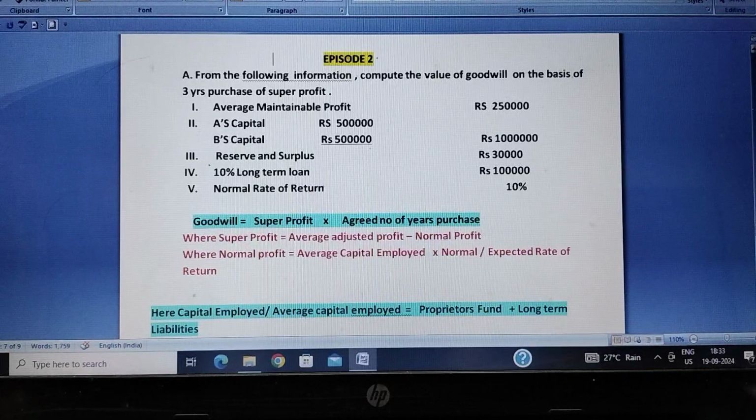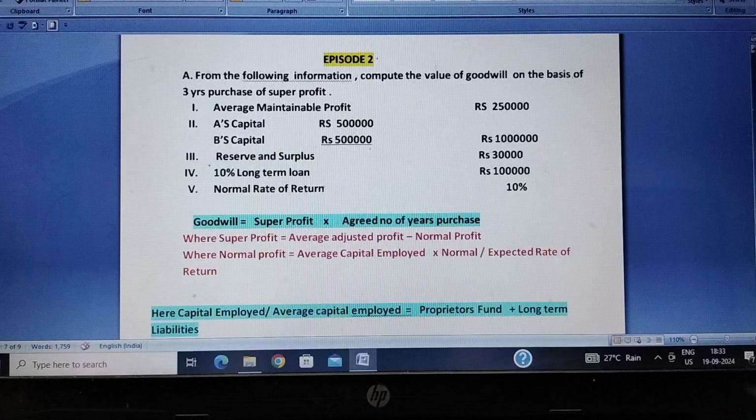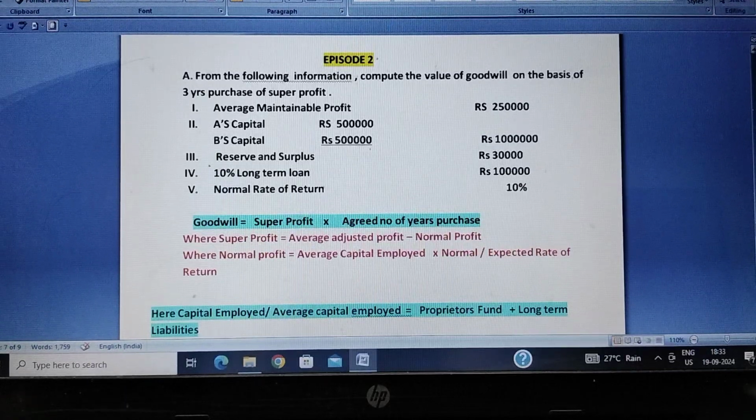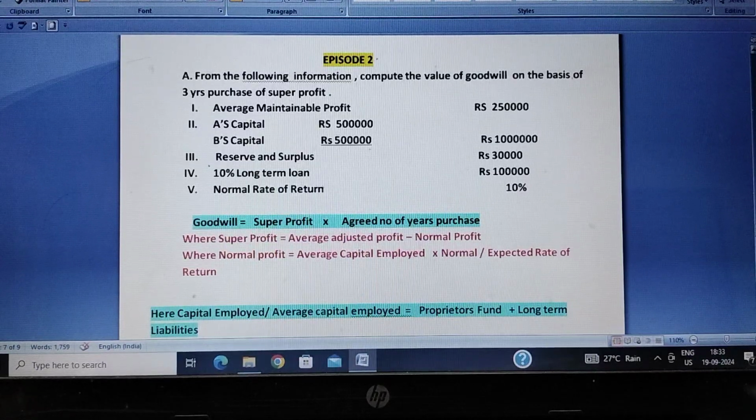Okay, so yesterday, in episode 1, we discussed two important problems regarding calculation of goodwill on super profit method. Today we'll again be discussing the calculation of goodwill on super profit method. So without wasting much time, let's get started.